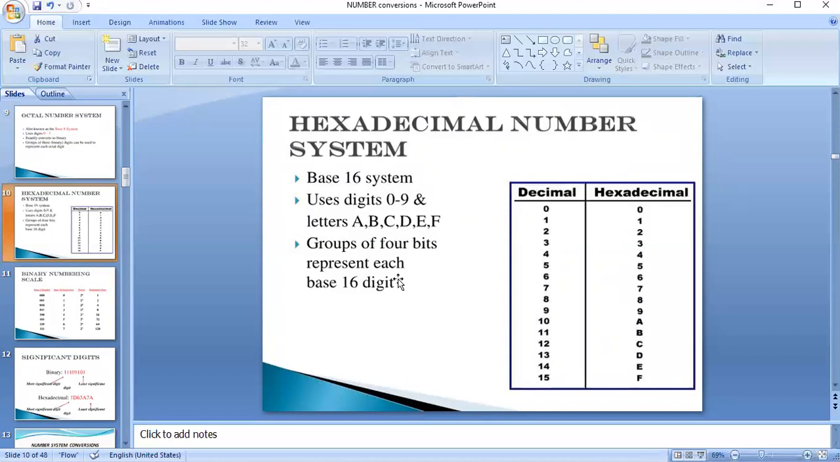You need to remember one more important point: a group of 4 bits in binary is equal to 1 hexadecimal digit. For example, if you want to write any hexadecimal number in binary, you require 4 bits. If you consider 3 as hexadecimal, you need 4 bits in binary. Similarly, for 7, you need 4 bits. For a single hexadecimal digit, you require 4 bits in binary.